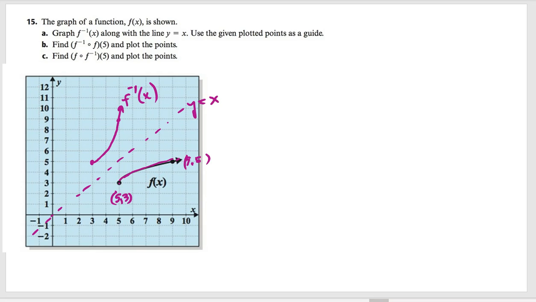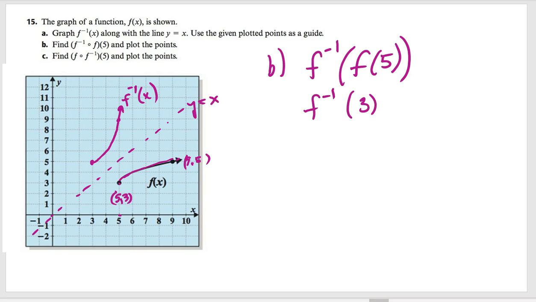Find the inverse composed with f. Okay? So we're going to find the inverse composed with f. We could write that as the inverse, and then our input could be f at 5. So let's think what that means. F at 5. So if I go to when x is 5, then our output will be 3. So that's equal to 3. And then I have to say, what is my inverse at 3? Well, my inverse at 3 will be 5. You can see I go up from here to this one, and I'll get 5.